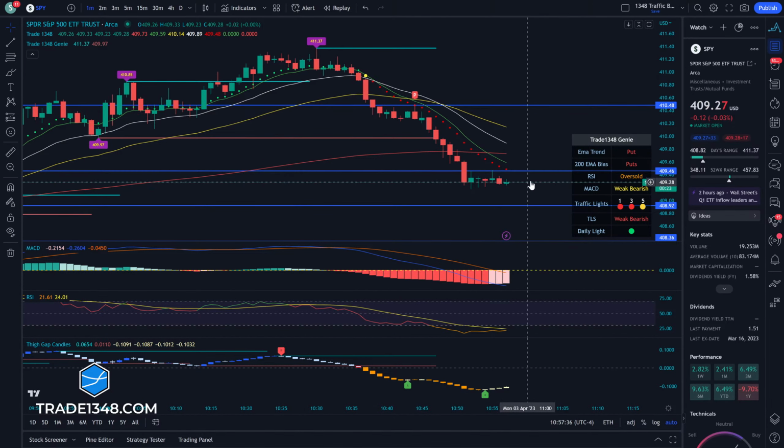SPY is consolidating. Look at what's happening here. You got some weakening of the bearish momentum. You got the reversal signal on this candle. You got RSI very much oversold. MACD weak bearish. Traffic lights: you got the 5 flickering, you got the 1 and 3 still red. You got an RSI break of its moving average. Then you know what's going to happen. She's going to come right back up to this level.